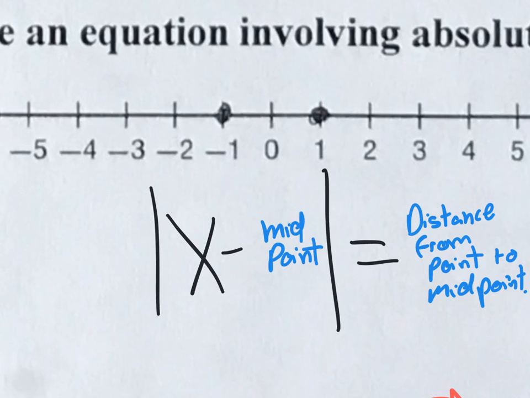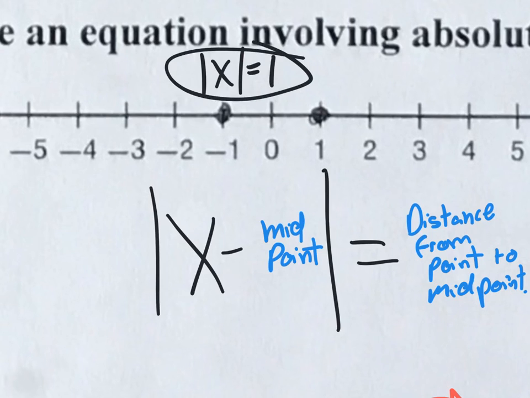So, ladies and gentlemen, what's my equation going to be on this one? This one's so easy because the midpoint's 0. So there is going to be no number in here. It's just going to be the absolute value of x, because x minus 0 is still x. Equals the distance from the point to the midpoint. What's the distance from a point to the midpoint? 1. Thank you. So there's my equation. The absolute value of x equals 1.